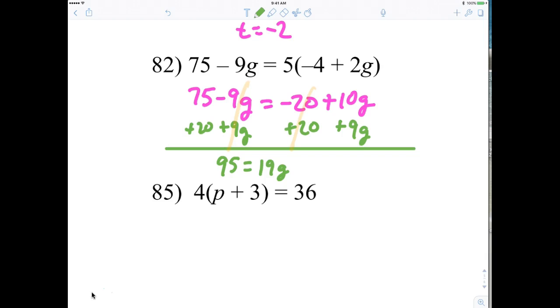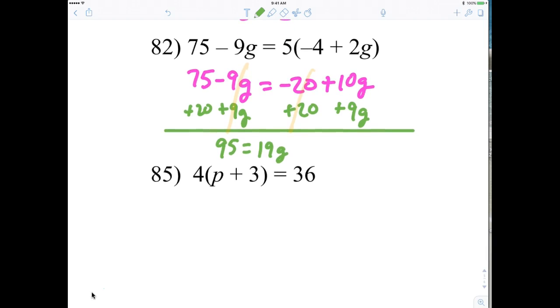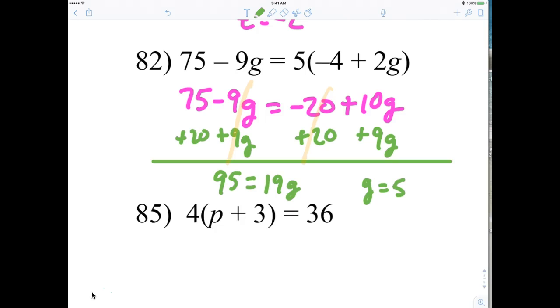Wait, hold on. That's negative. Never mind. Look. Then the final answer, when we divide by 19, g would equal what? 5. g would equal 5. How did I get what? Just look, please, at what we did. Finding your mistakes is very important.